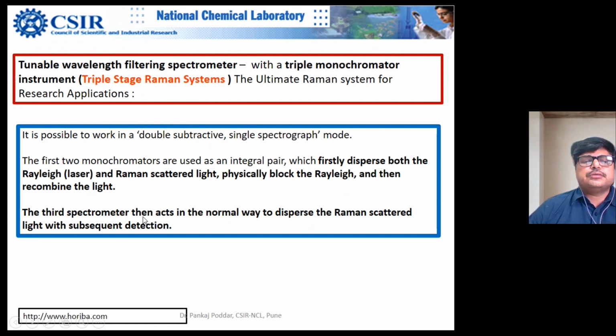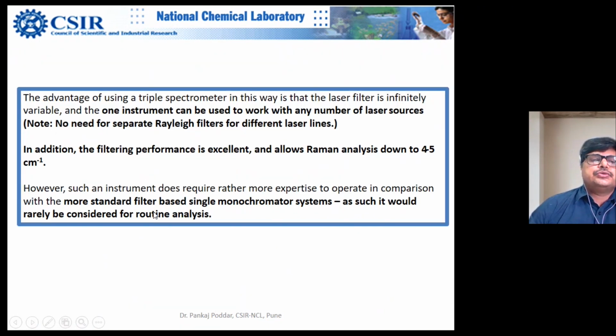The third spectrometer now acts in the normal way, the way even a single monochromator system works. The advantage is that the laser filter is infinitely variable. So you can use any wavelength. No need to change the filter when you change the laser. So one instrument can work with any laser source, right? In addition, filtering performance is excellent. You can go down to, as I mentioned, 4 to 5 centimeter inverse. However, such an instrument does require some more expertise, and additive triple monochromators are even more complicated to work with and require more expertise actually.